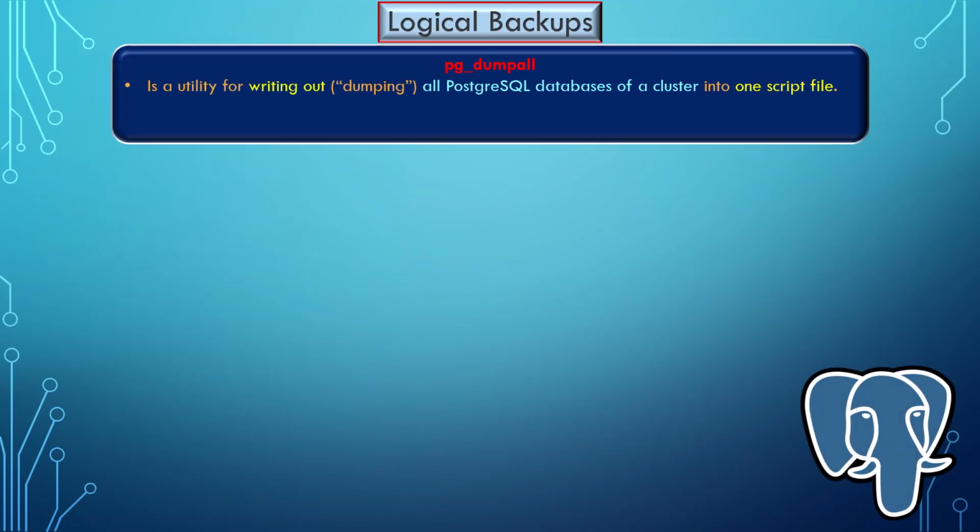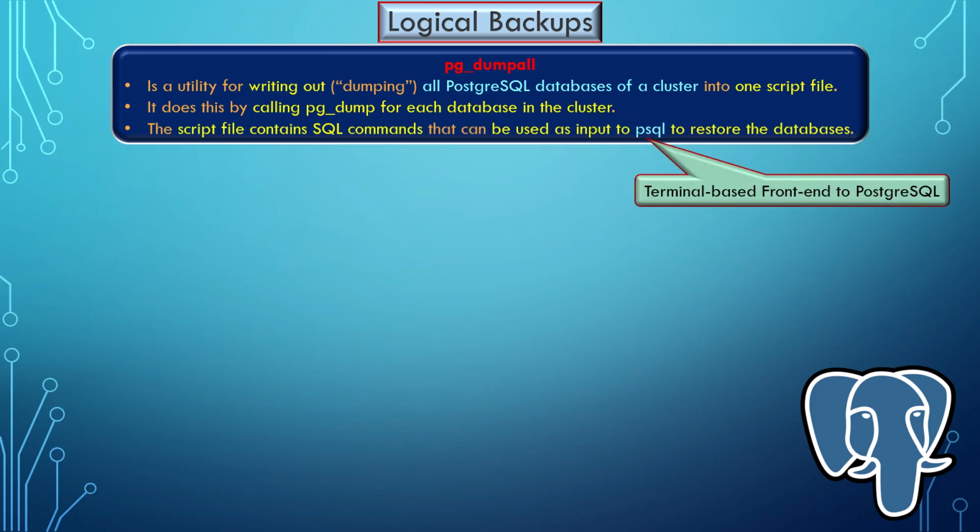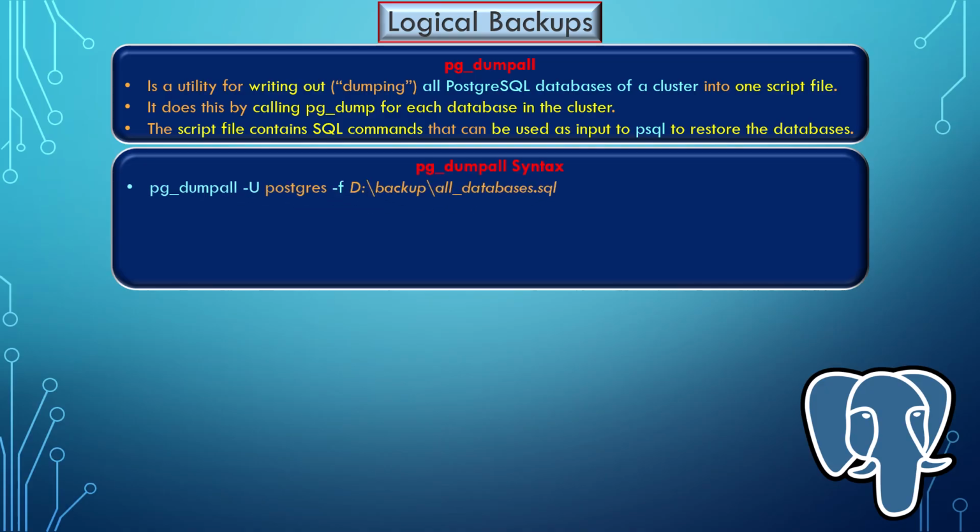pg_dumpall is a utility for writing out or dumping all PostgreSQL databases of a cluster into one script file. It does this by calling pg_dump for each database in the cluster. The script file contains SQL commands that can be used as input to psql, which is a terminal-based front end to PostgreSQL, in order to restore the databases. The syntax for pg_dumpall is shown below.